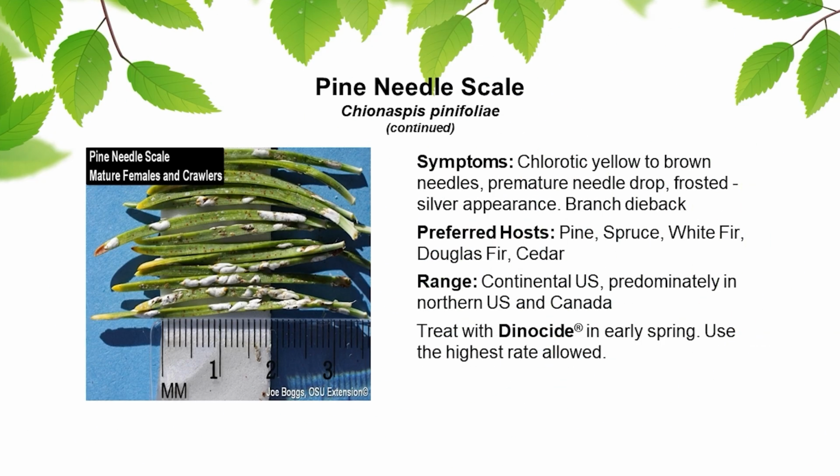Pine needle scale can cause chlorotic yellow to brown needles, a frosted silver appearance, premature needle drop, and branch dieback. Pine needle scale preferred hosts are pine, spruce, white fir, Douglas fir, and cedar. The range for pine needle scale is the continental United States, predominantly in the North and Canada. Pine needle scale can be managed with the treatment of Dynacide in early spring. Use the highest rate allowed.